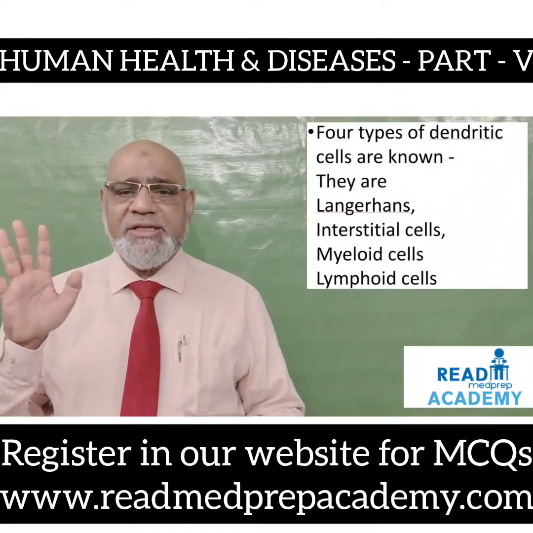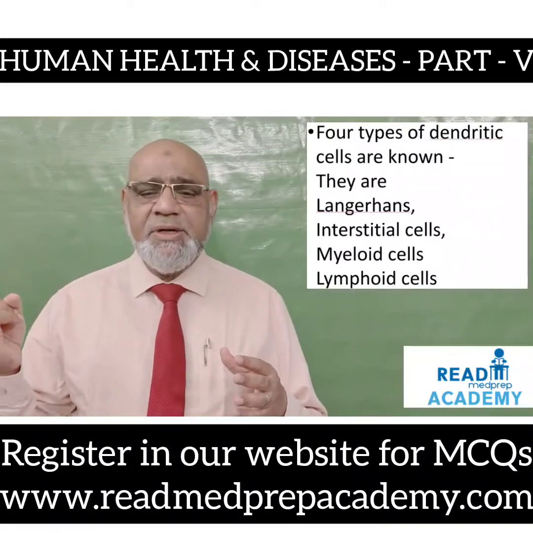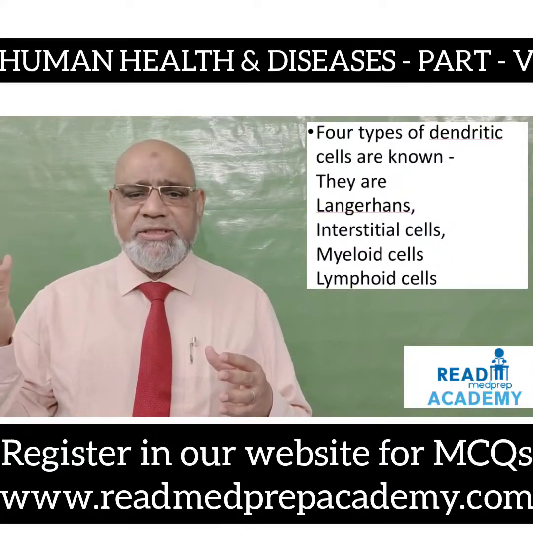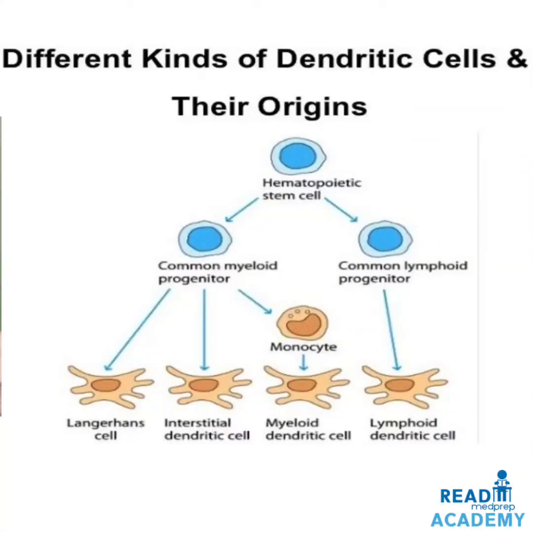Four types of dendritic cells are known: Langerhans cells, interstitial cells, myeloid cells and the lymphoid cells. Here in this image you can see the formation of dendritic cells and their origin. The hematopoietic stem cell gets transformed into a common myeloid progenitor, which forms the Langerhans cell, interstitial dendritic cell, or sometimes it helps in the production of monocytes, which get transformed into myeloid dendritic cells. The hematopoietic stem cell forms the common lymphoid progenitor, which results in the formation of lymphoid dendritic cells.